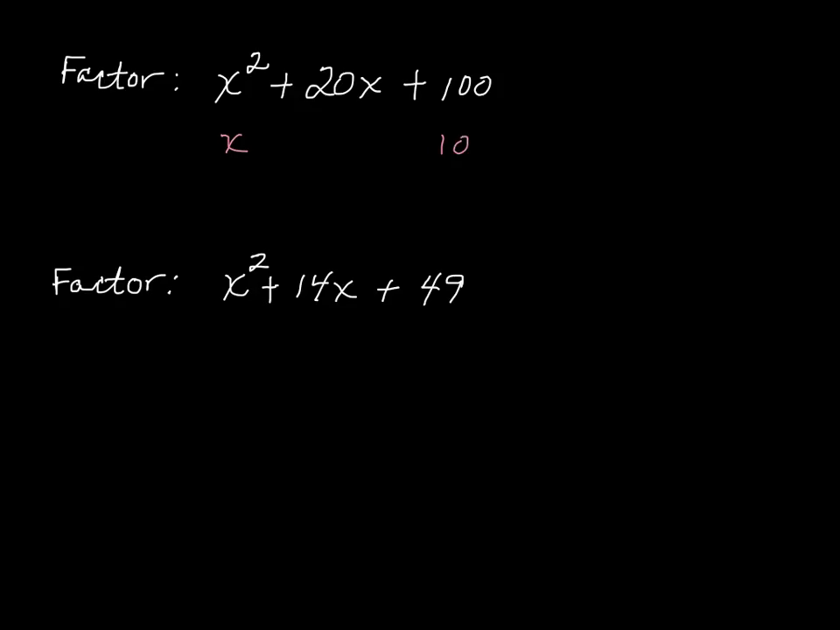So don't look at it as 100 and don't look at it as x squared. Start looking at it as x and 10. Now, the middle term has to be x times 10 times 2 if it's going to be a perfect square trinomial. Now, what is x times 10?